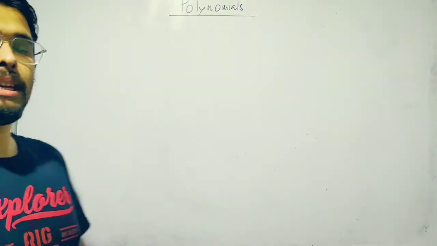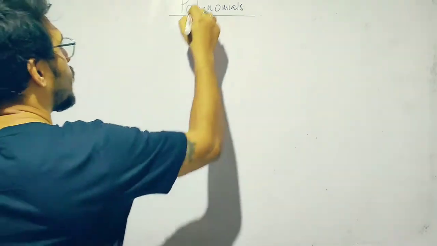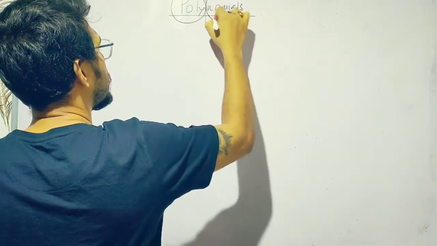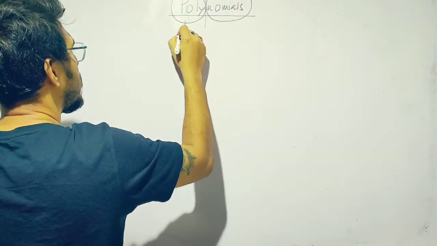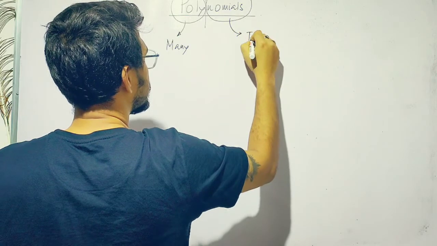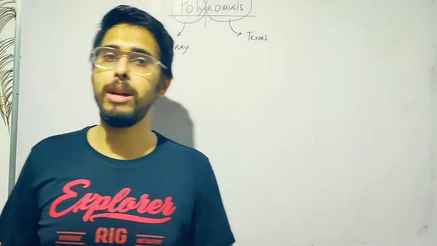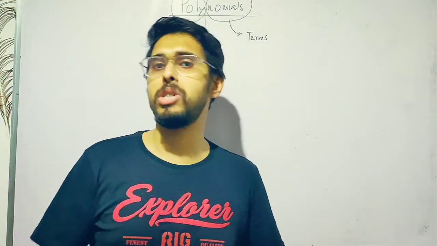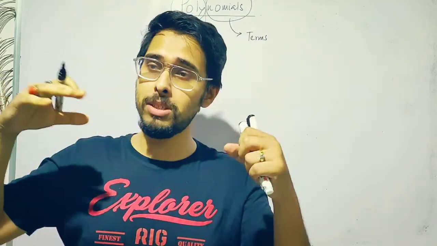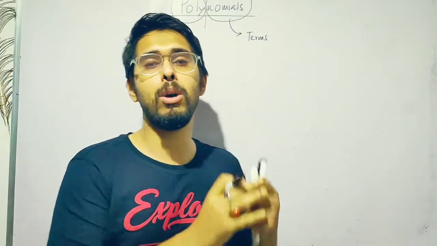So first of all, let us talk about what are polynomials. The word polynomials comes from these two words: poly and nomials. Poly means many. Nomial means terms. So polynomials are those algebraic equations or expressions which consist of many terms. Now by many, it doesn't mean more than one. It means one to more than one. Any number of terms can be called a polynomial.